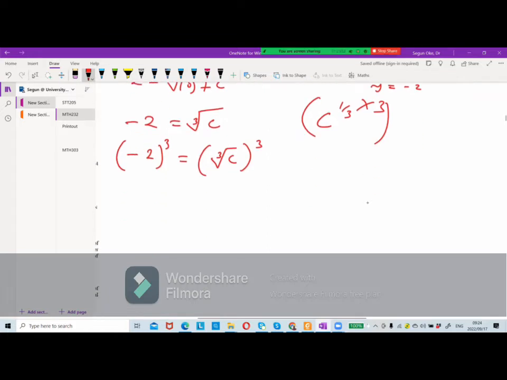So at the end of the day, this one will nullify this. So you now have minus 2 raised to power 3, which is what? Minus 8. Minus 8 equals C. So that is how we got it. Therefore, your particular solution will be y equals cube root of s raised to power 3 minus 8. That is the particular solution.